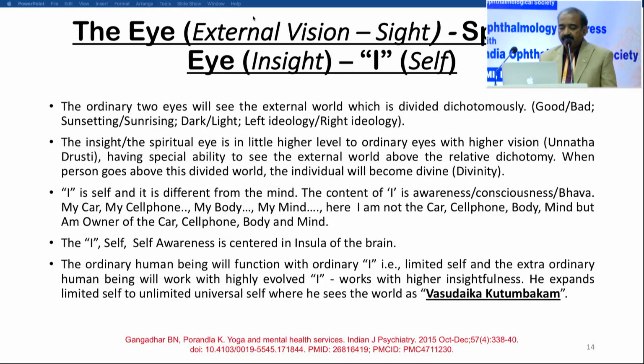I is self and it is different from the mind. The content of I is awareness, consciousness and bhava. The I, that is self-awareness, is centered in the insula of the brain. The ordinary human being functions with the ordinary I, that is the limited self, while extraordinary human beings work with a highly evolved I, with higher insightfulness. Thereby he expands the limited self to the unlimited universal self, where he sees the world as Vasudhaiva Kutumbakam.